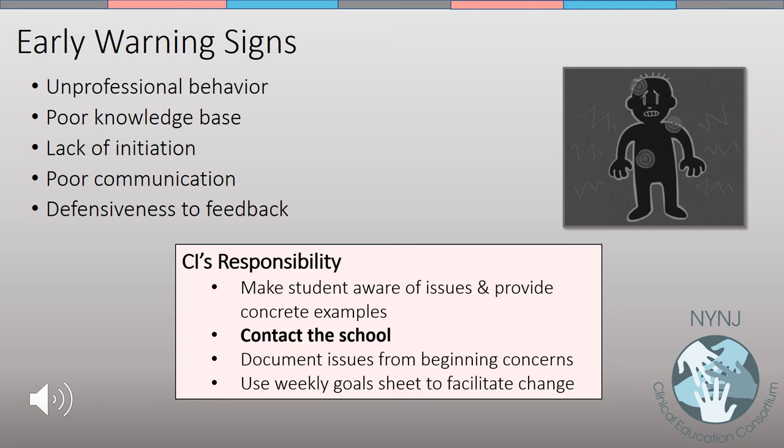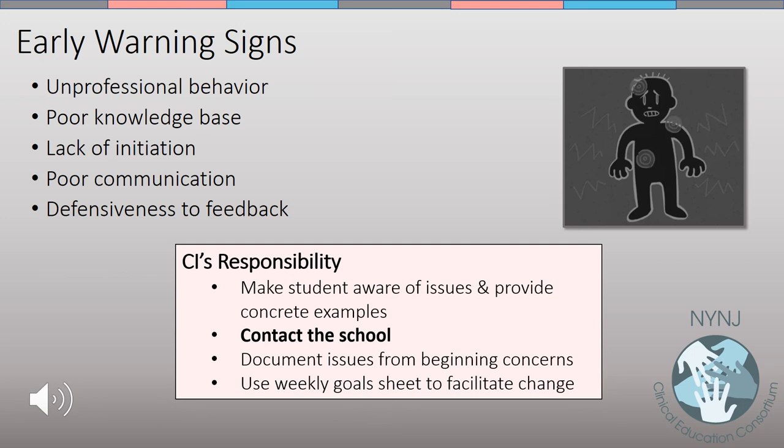Some early warning signs that must be addressed immediately include unprofessional behavior, poor knowledge base, lack of initiation, poor communication, and defensiveness to feedback. If you notice any of these issues early on, they need to be addressed with the student when they occur and can't wait until midterm or final. The CI should openly discuss and document observed behaviors with the student in order to better understand the student's challenges. Feedback should always be direct and related to an action rather than generalized or assuming.